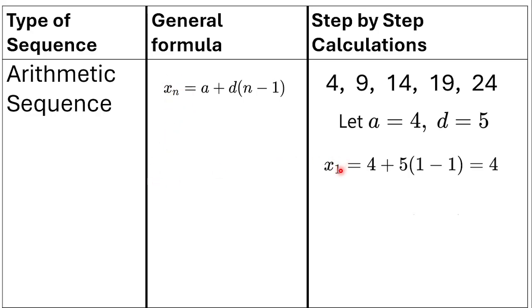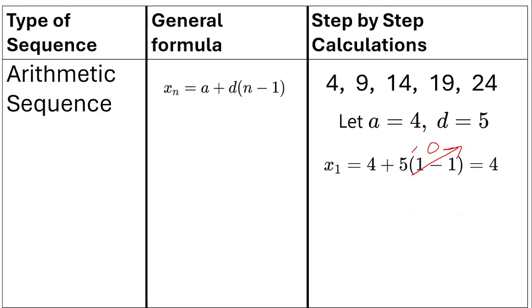Okay, so in this case, we're looking at the first term. We're trying to figure out what the first term is. Well, all we're going to do is say x sub 1 is equal to a, which is 4, plus d, which is 5, times n minus 1. Remember, n is 1 because we are dealing with the first term, and we always subtract 1 in this general formula. So we have 4 plus 5, open bracket, 1 minus 1, which is going to give us 4. The reason it gives us 4 is because 1 minus 1 gives us 0.